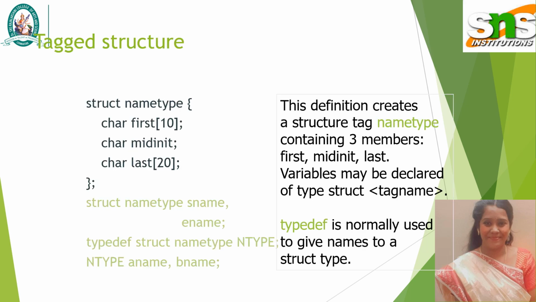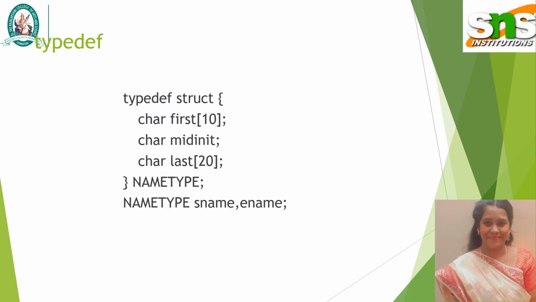So this is an example of a tagged structure. This creates a structure. It defines a structure tag name type that contains three members: first, middle initial and last. Variables may be declared with the type as struct tag name, and typedef is normally used to give names to a structure type. The structure type contains the name of the structure, the name type, sname, ename, etc. We can use any number of variables with a particular structure. So this is an example of a typedef structure which contains name type, sname and ename.